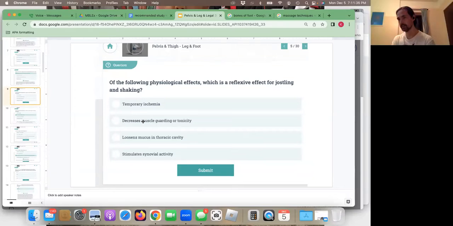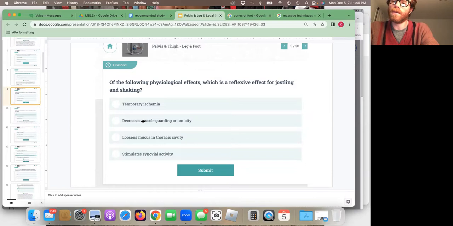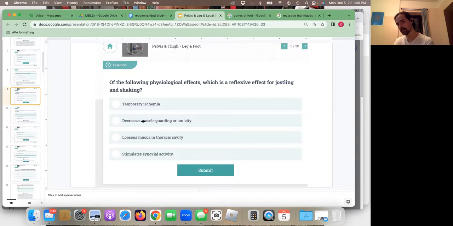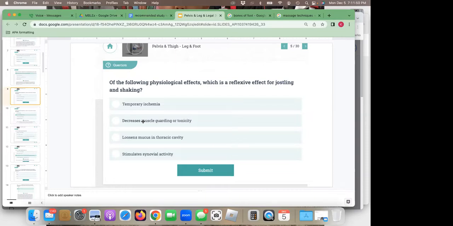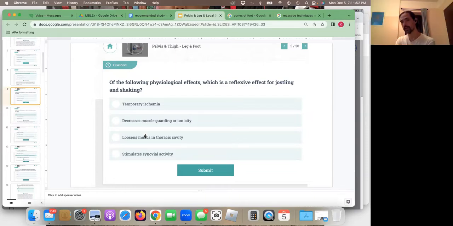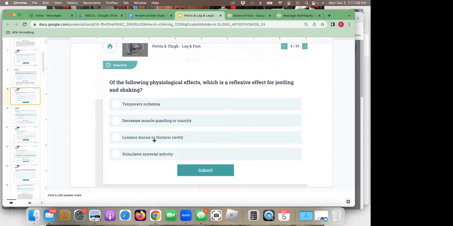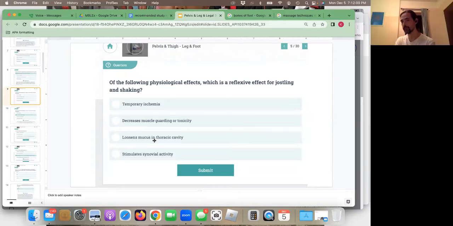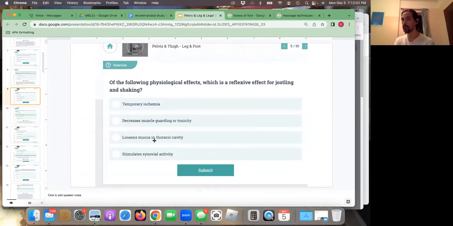Okay. Josh, what do you think? That was going to be my guess, but I don't know for sure. Okay. Larissa, was that going to be your guess? No, I was going to say loosens mucus. Loosens mucus. Okay. There's only one technique that loosens mucus in the thoracic cavity. It's a percussive technique, tapotement. It's one of the few percussive techniques that we use. Tapotement. Yeah, exactly. Tapotement. Exactly.